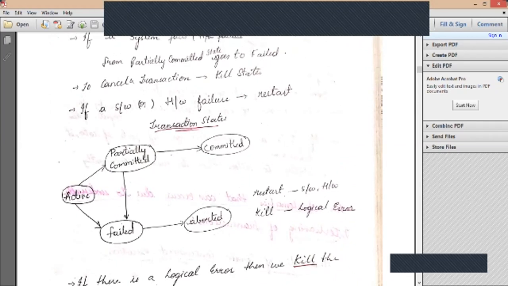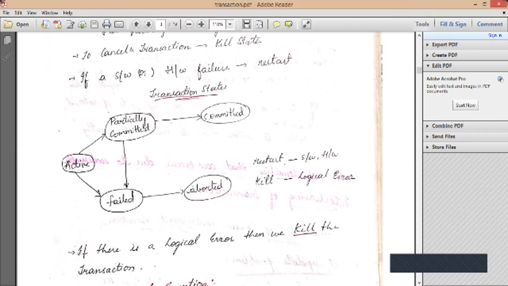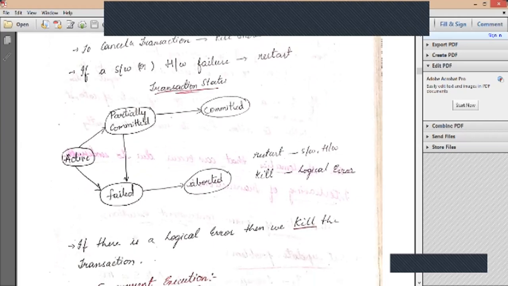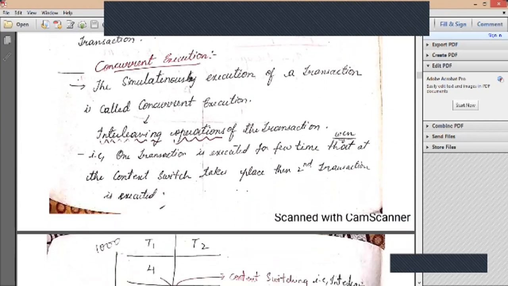After that, suppose you want to kill a transaction. A particular transaction was executing, but due to some software error it got stuck and you are killing it. Whenever we perform a kill operation, it is basically done due to some logical error, and then we restart it.